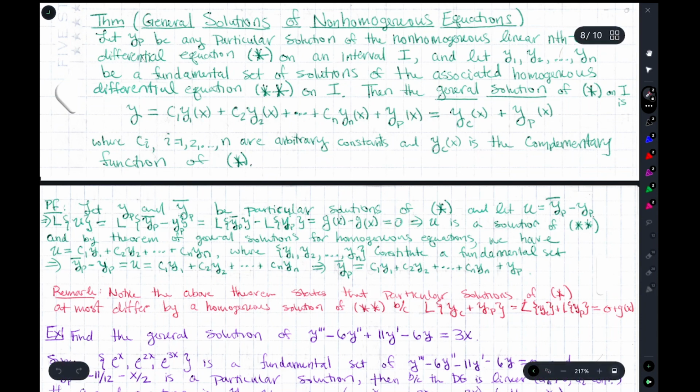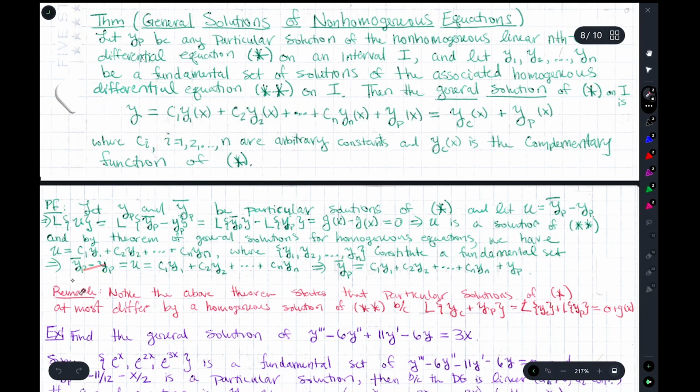So what does that mean? That means that u is a solution of the associated homogeneous equation. And once we find a solution to the associated homogeneous equation, we know from our previous theorem on homogeneous equations that we could find some constants c to express u in terms of that, because it's the general solution. Any solution may be expressed as a sum of constants times the functions in the fundamental set, where these constitute the fundamental set.